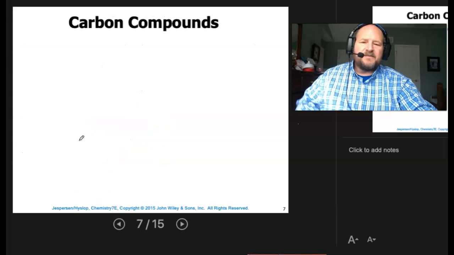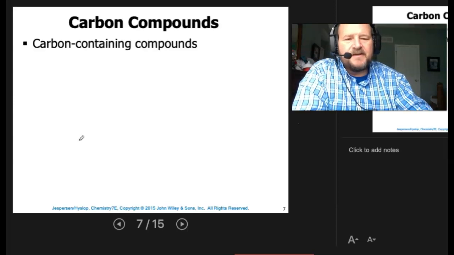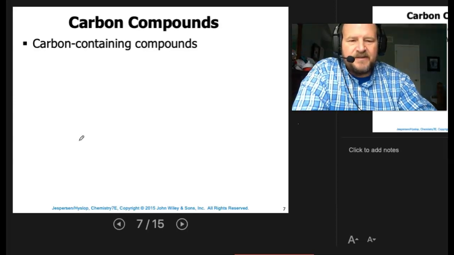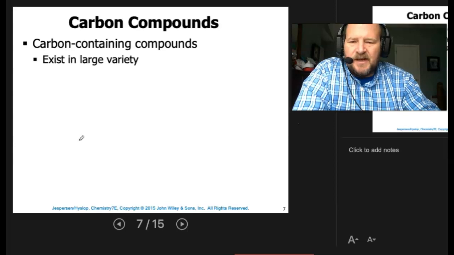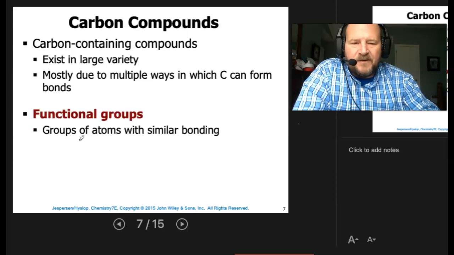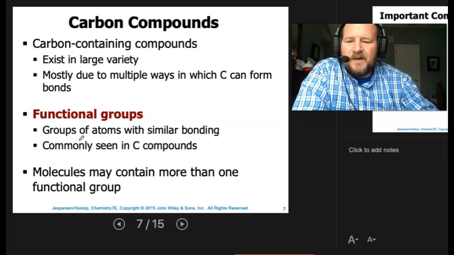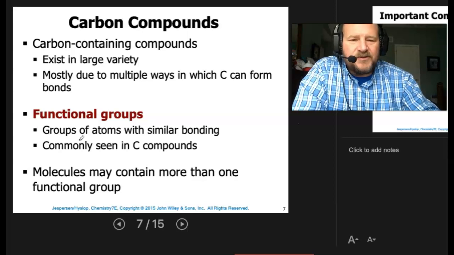All right, the last thing that we hit in this chapter is going to be carbon compounds. We've talked about them a little bit in previous chapters. Carbon-containing compounds exist in large varieties, mostly due to multiple ways in which carbon can form bonds. There are functional groups. These are groups of atoms with similar bonding, commonly seen in carbon compounds. Molecules may contain more than one functional group.